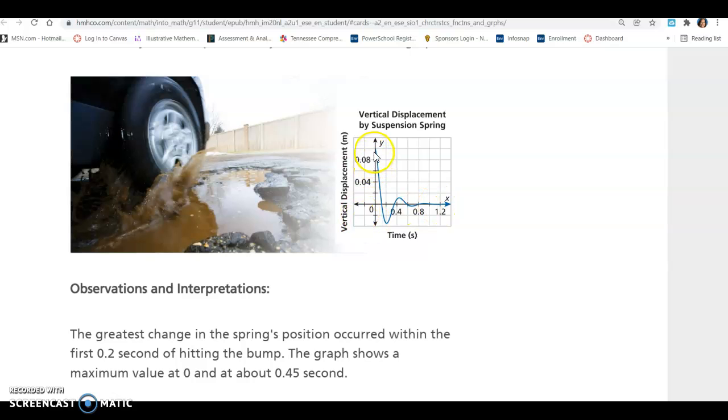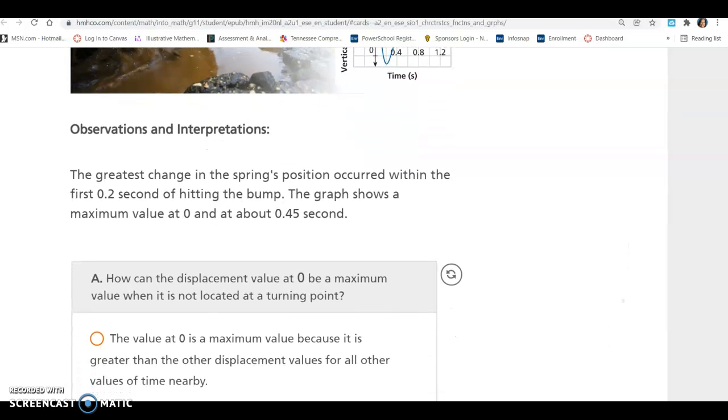So this is the displacement during when it hits the bump. And you can see after it gets past the bump, not even about a second after it hits the bump, then it's kind of back to normal. There's no displacement. All right, so let's see what it says.